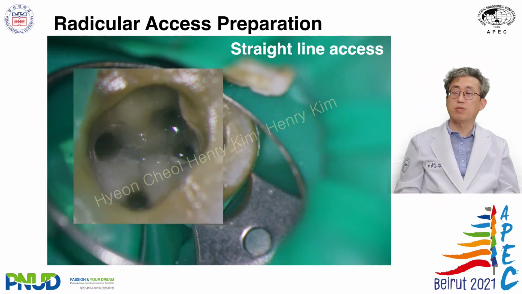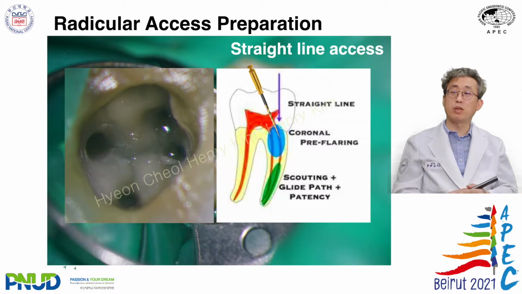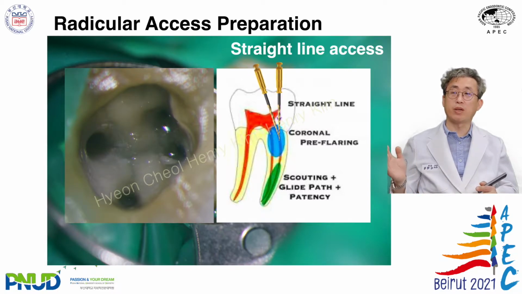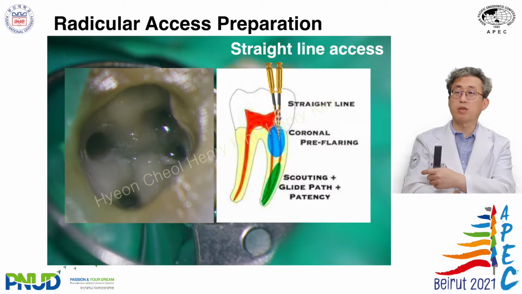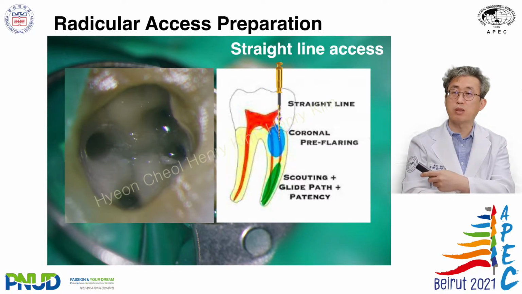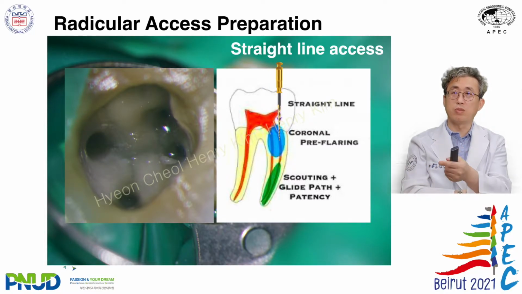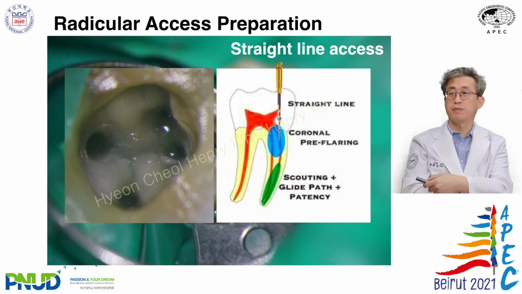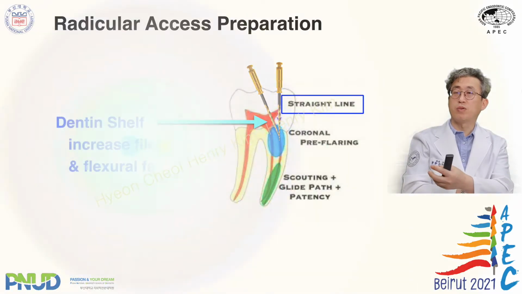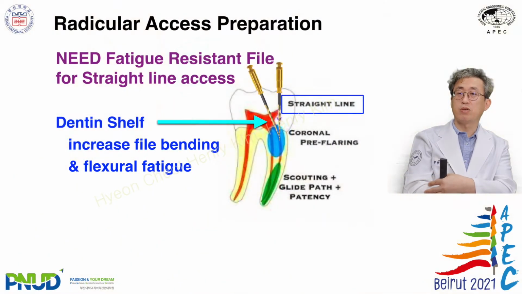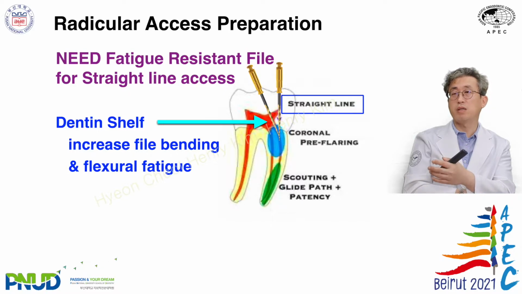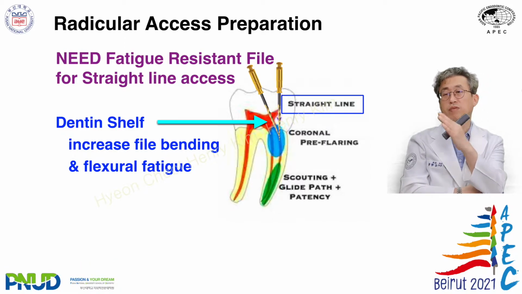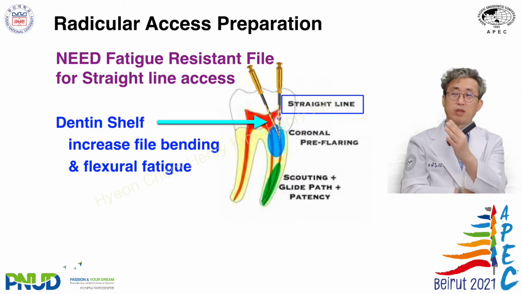To make successful radicular access, we always need to remove the dentin sharp area. It is kind of a mandatory step to make straight line access. We can access the middle root canal or apical root canal systems. The files used for this cervical area to make proper radicular access need to have higher flexural fatigue resistance, because we may change the file's direction to remove the dentin sharp area.